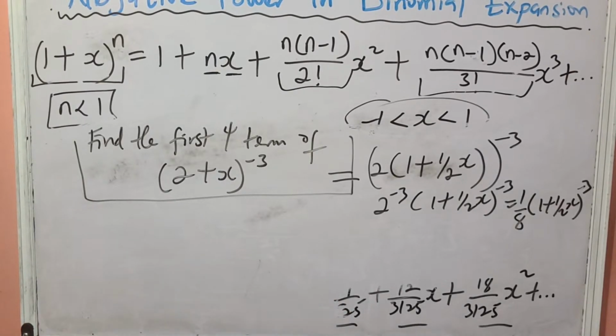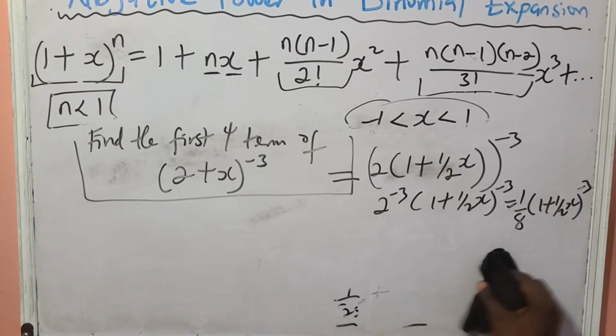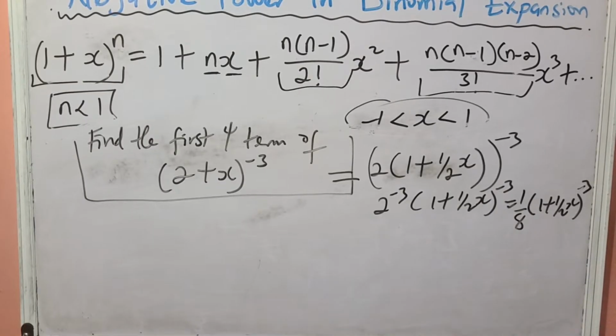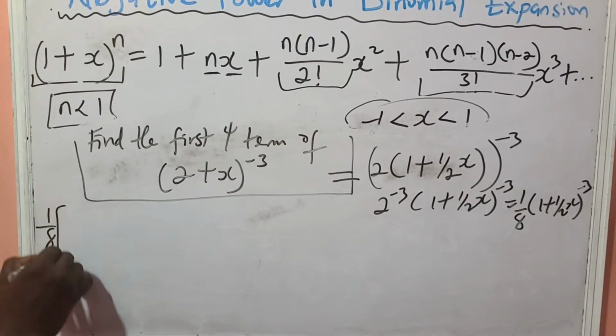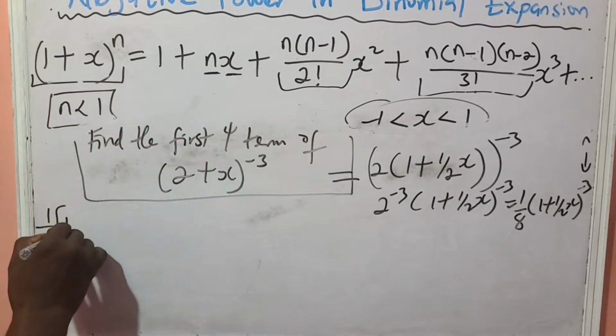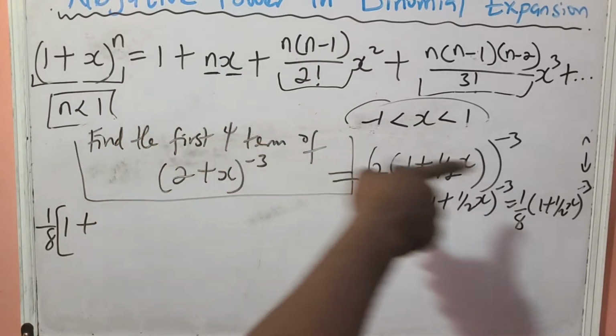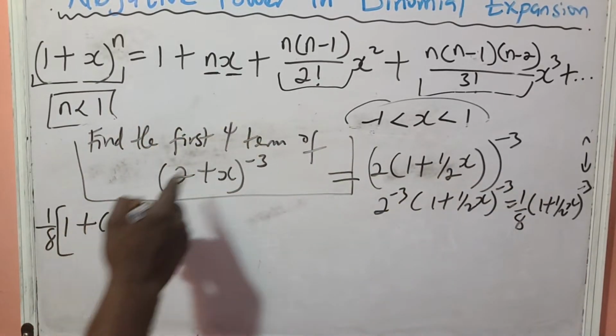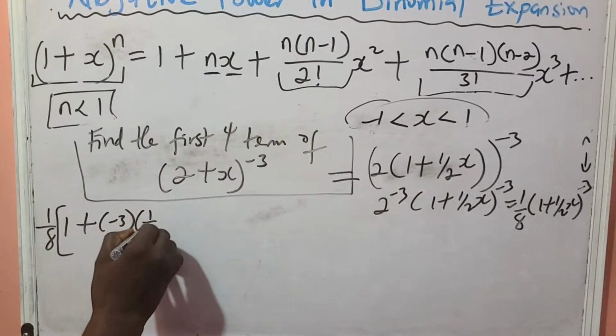All right, so I'm sure you all got here first. So this is how you solve it. So we have 1 over 8. Then you go on to give the expansion for 1 plus 1 over 2x raised to the power minus 3. Your n here is minus 3, as you can see, this is your n value. And your x is 1 over 2x. So the very first term is 1. The second term will be n times x, and your n here is minus 3. That will be minus 3 times what? Our x is 1 over 2x.